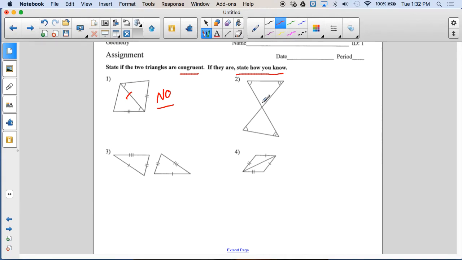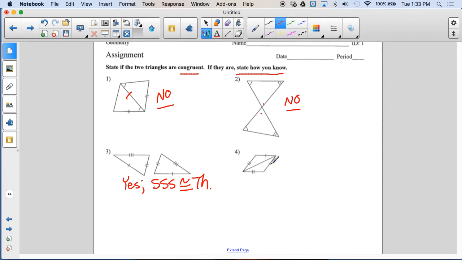On number 2, I do know vertical angles are congruent. I do have that angle congruent to that angle and this one congruent to that one. But I'm looking for sides, so I'm going to have to say no. This is all about the angles, and I want to look for sides. On number 3, I'm looking 1, 2, 3, 1, 2, 3, and this one is a definite yes. And how do we know it? By side, side, side congruence theorem. 3 sides of one triangle congruent to 3 sides of another triangle.